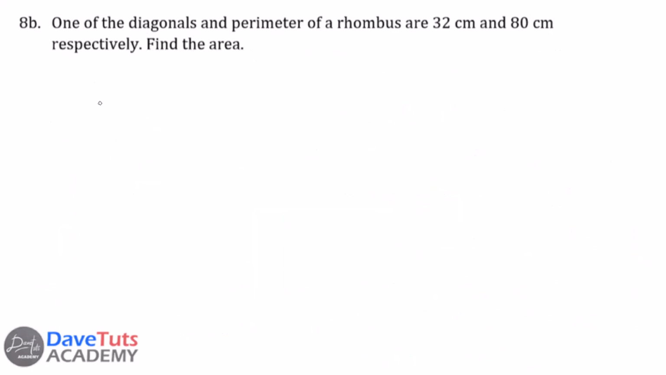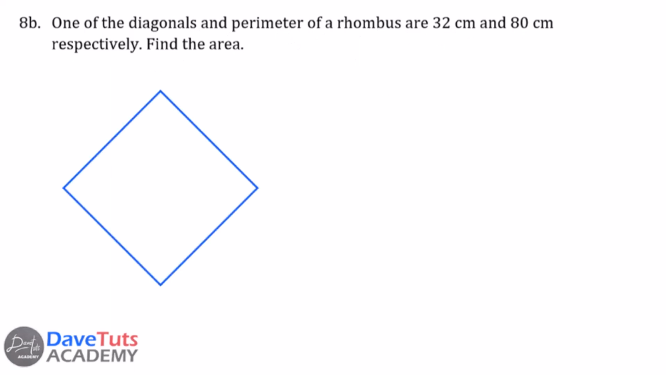In this question of mensuration, we are told that one of the diagonals and the perimeter of a rhombus are 32 centimeters and 80 centimeters respectively. That means the diagonal is 32 and the perimeter is 80. That's why we're having the word respectively. Our mandate here is to find the area.